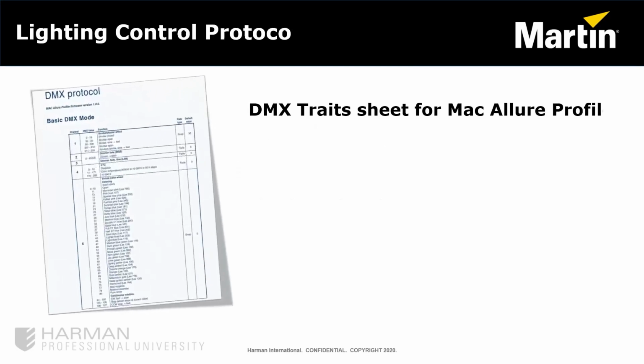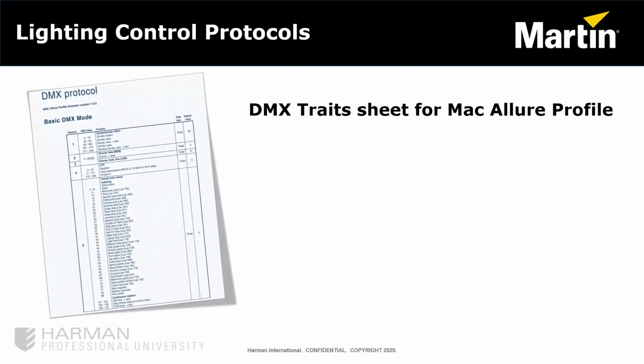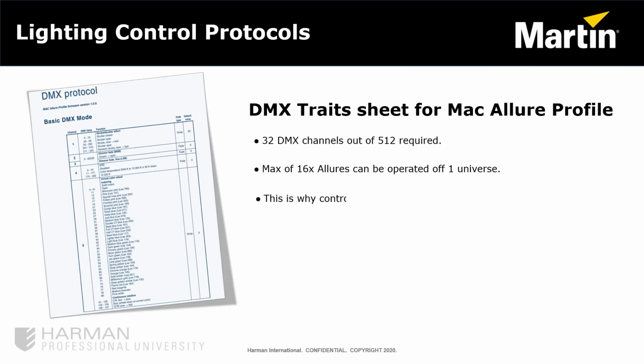This example of the Martin MAC Aura profile shows the DMX traits in basic mode. It notes the required DMX channels for operation. It also shows the maximum amount of MAC Auras operational on one universe, which is typically never enough. This is a good example of why controllers have multiple DMX universes to support hundreds of devices.